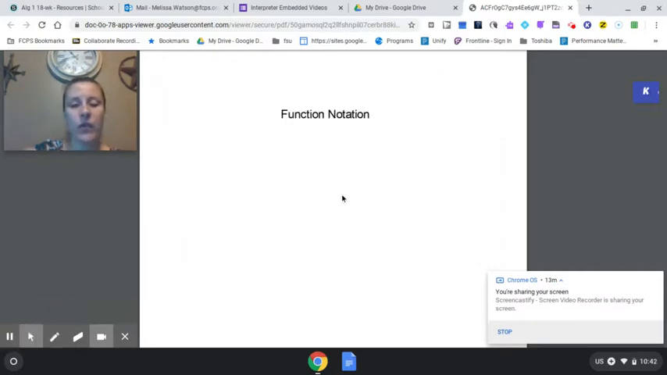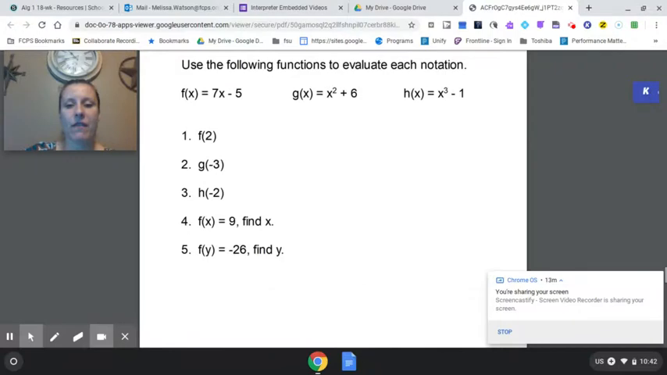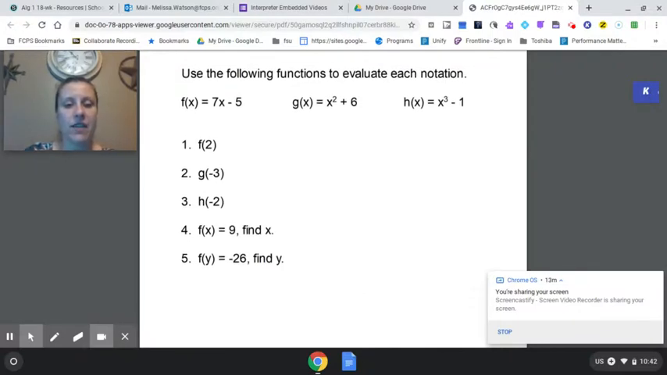Okay, hopefully we're feeling comfortable with the whole idea of independent versus dependent events and, again, translating into equations. The second part of this note's just going to refresh function notation and do a little bit more practice with function notation. So we have three functions that we're going to be using. F of x is equal to 7x minus 5. G of x is equal to x squared plus 6. And h of x is equal to x cubed minus 1.